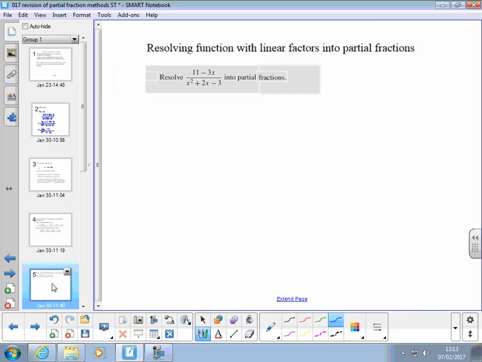So, first example. How do we go about resolving 11 minus 3x over x squared plus 2x minus 3 into partial fractions? Yeah, factorise the denominator.